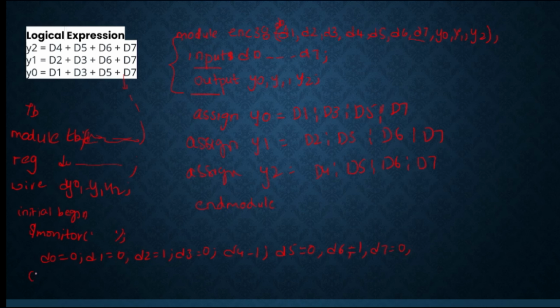In this way you can write all the values. Then after hash 5 seconds you can again change the input values, and after this you will be writing end and end module. Okay, that is it. So basically you can either write it in this way, or if you're a beginner, you will normally write it in this way.